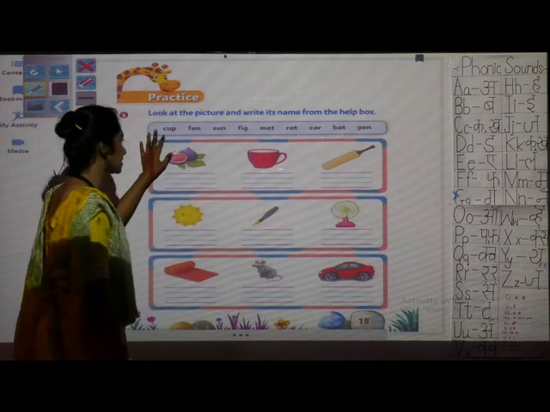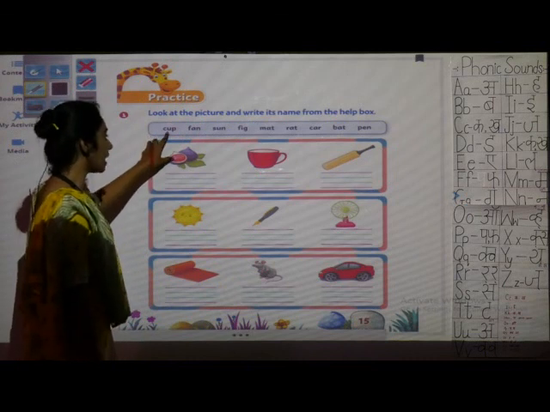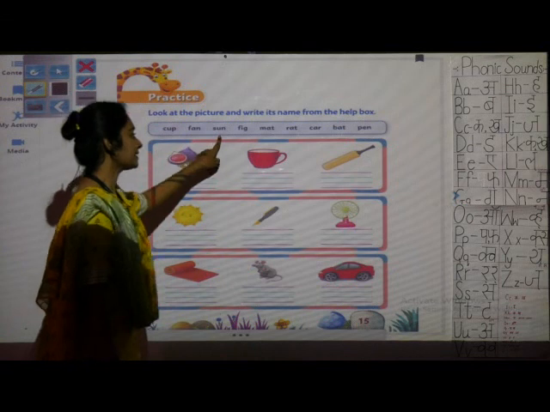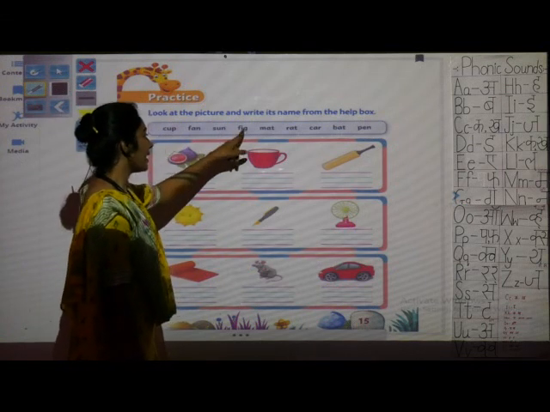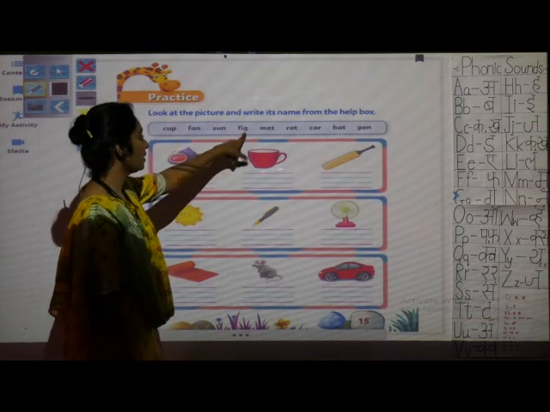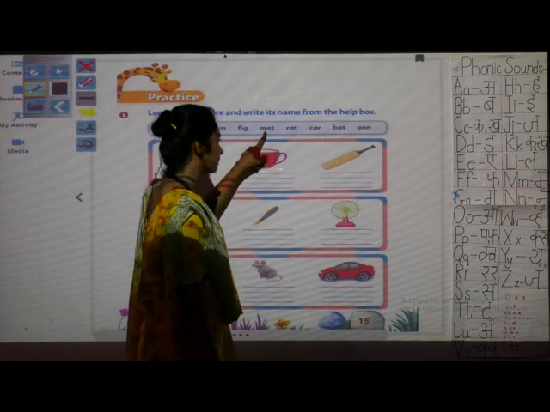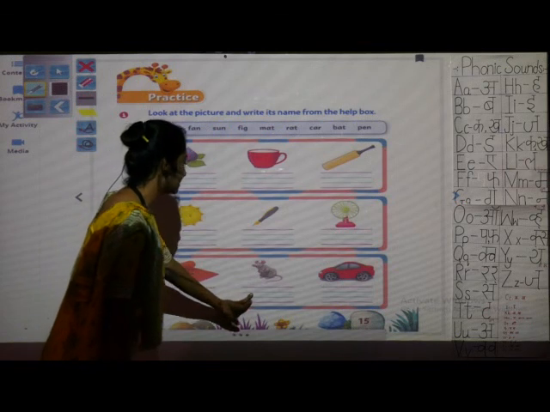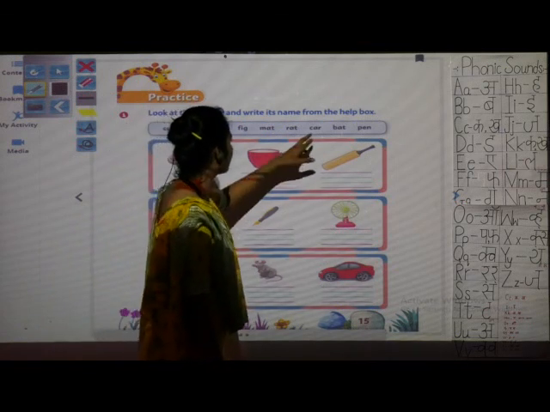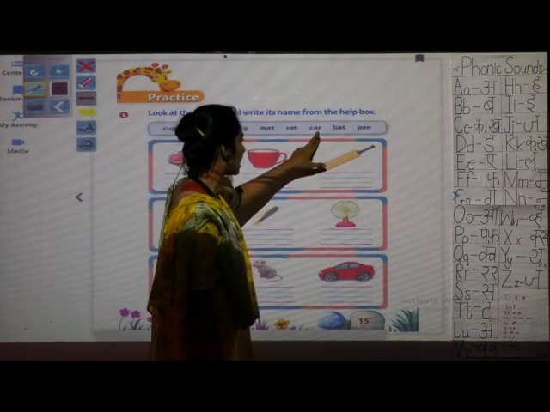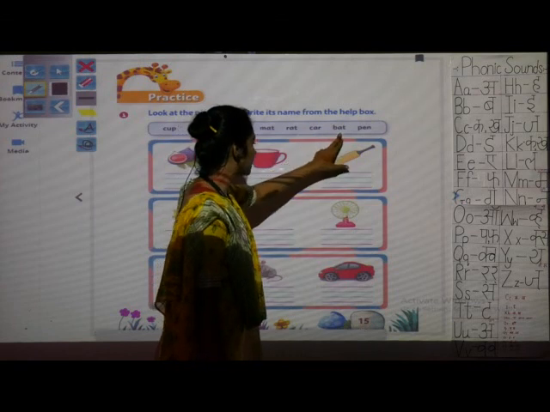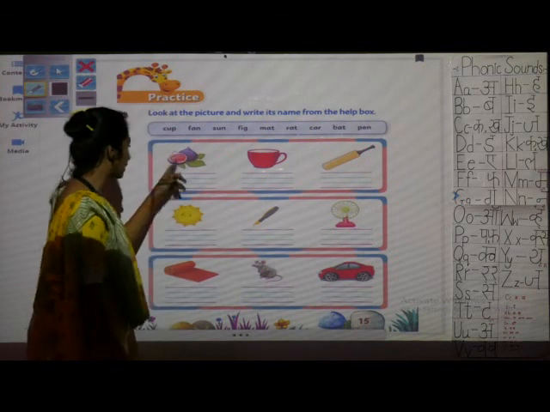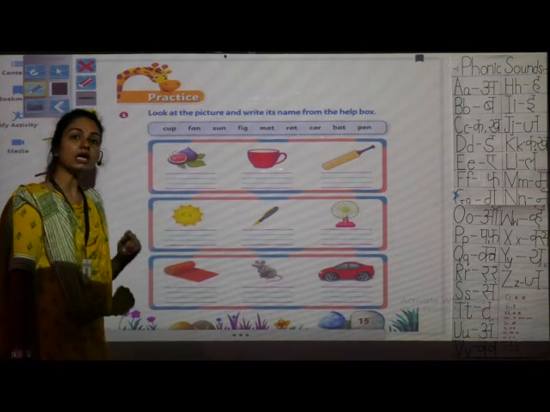Okay. So just repeat after me. C-U-P, cup. F-A-N, fan. S-U-N, sun. F-I-G, fig. M-A-T, mat. R-A-T, rat. Yes, this is a rat. C-A-R, car. B-A-T, bat. P-E-N, pen. Okay, in front of this picture you have to write the correct word.